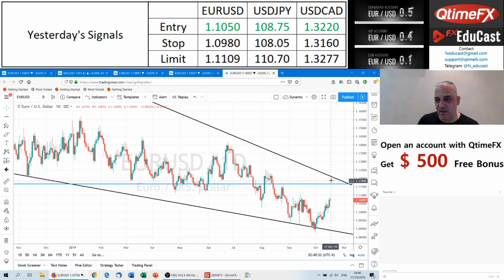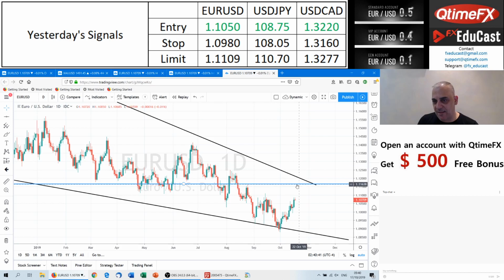Yes, I need to break above this level in the near future, and that of course will leave me face to face with the top of the wedge formation. We still need like a couple of weeks in order to make these two levels meet. They meet early next month, so it is 2 weeks to 20 days, something like that, before they reach the same level.